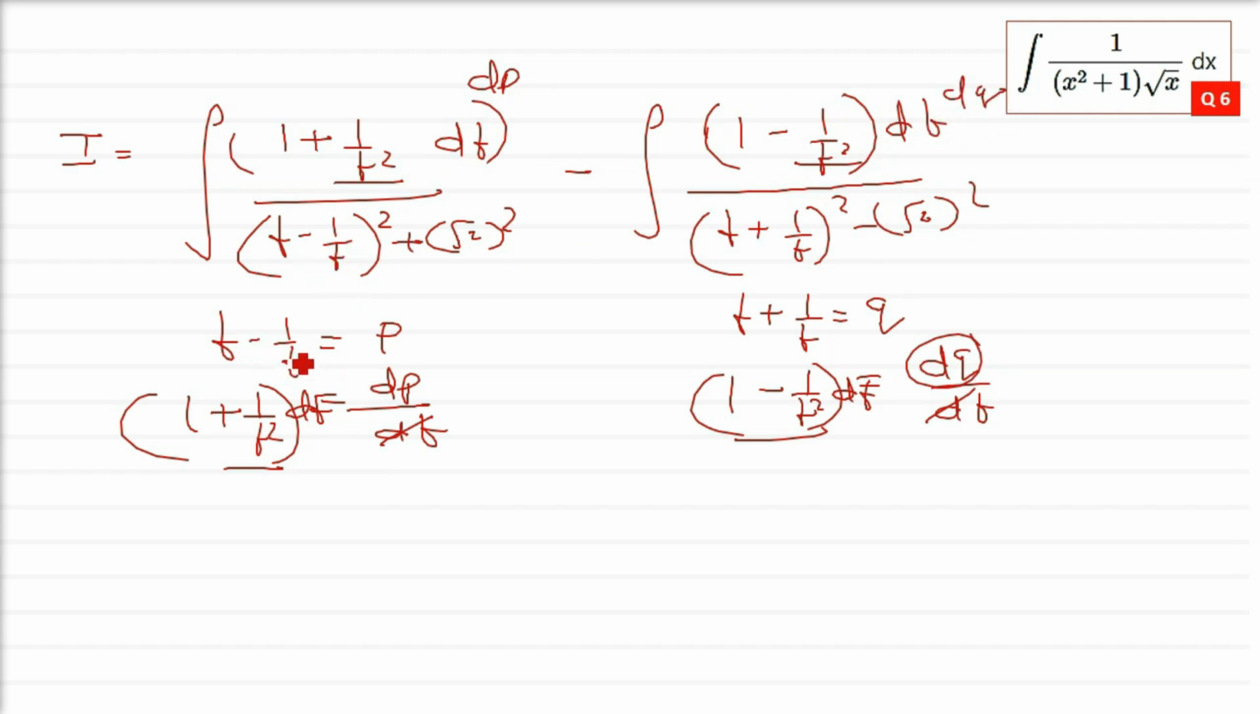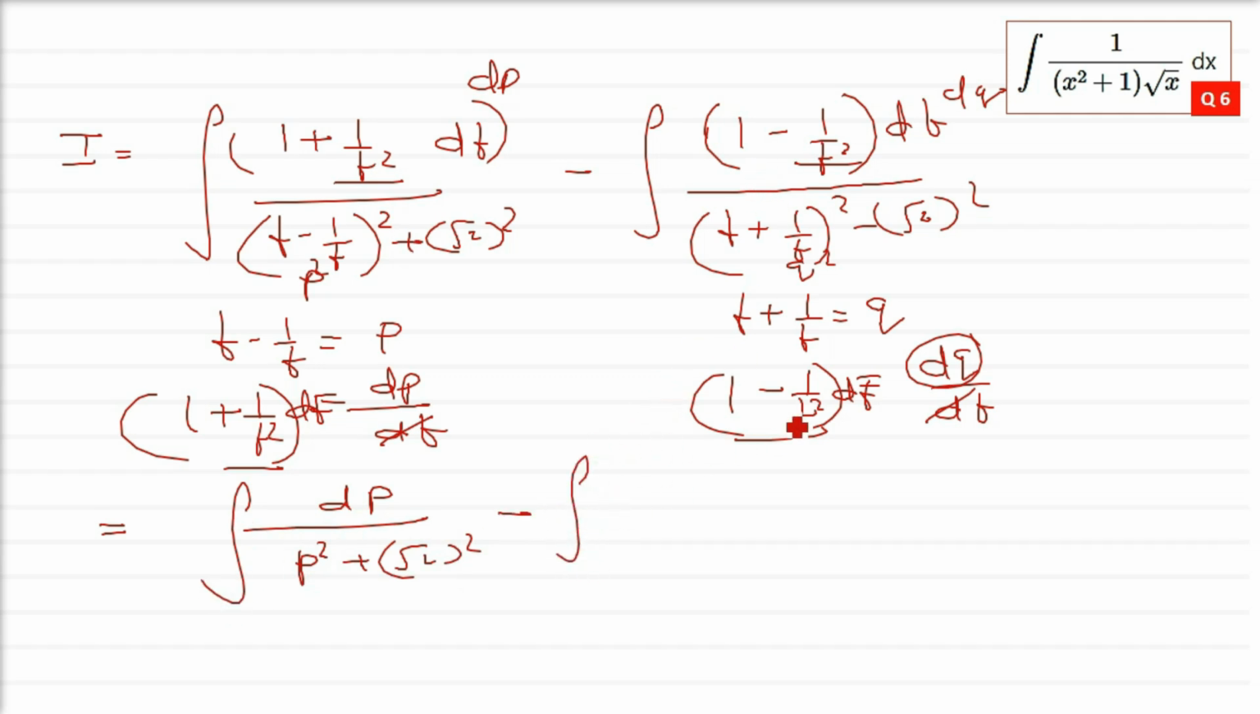t minus 1 by t can be taken as p. p square will be written in this place, t plus 1 by t we can write q, so it will be q squared. So the whole integrable content will be something like this: integration of dp divided by p square plus root 2 whole square. The second term will be dq divided by, in the denominator, q square minus negative root 2 whole square.